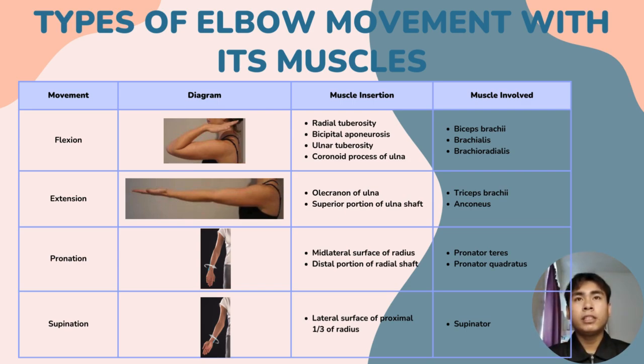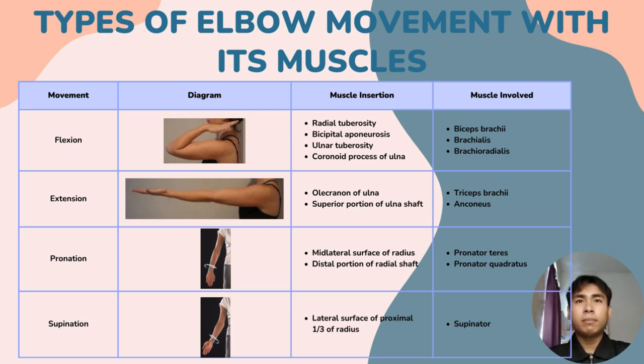The muscle insertions will be at the radial tuberosity, the bicipital aponeurosis, the ulnar tuberosity, and lastly the coronoid process of the ulna. The muscles related are the biceps brachii, brachialis, and lastly the brachioradialis. Next is extension.